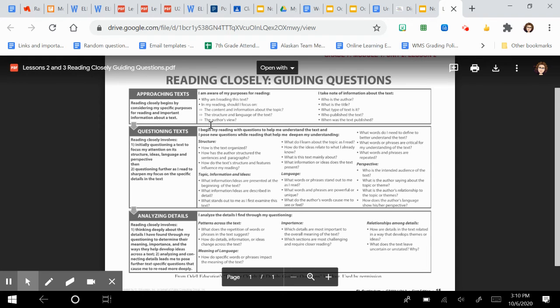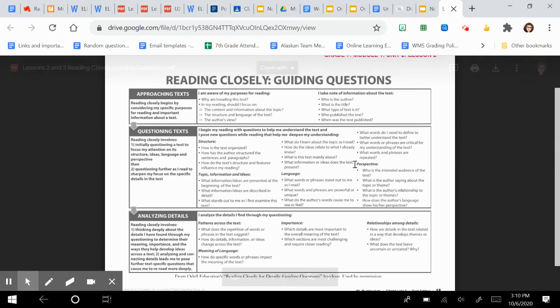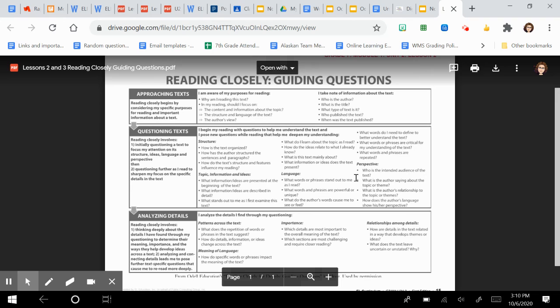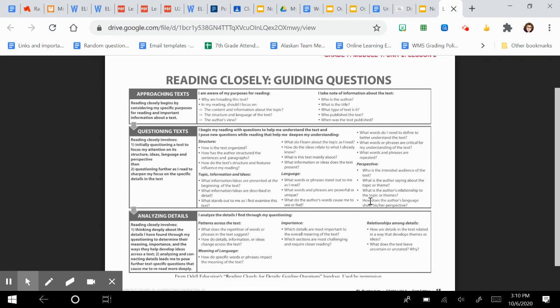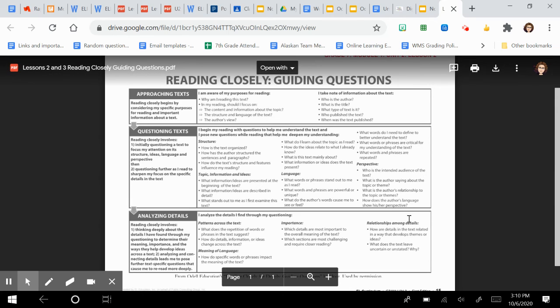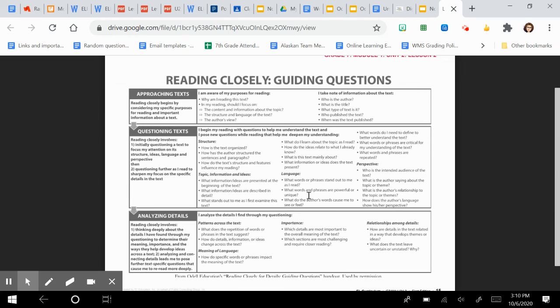I want you to find one question in this and type it in the box on the next slide that is one that you want to focus on this year. What is one goal you have? What is one of these questions that is something that you should be focusing on as you are reading any type of text that you go through?